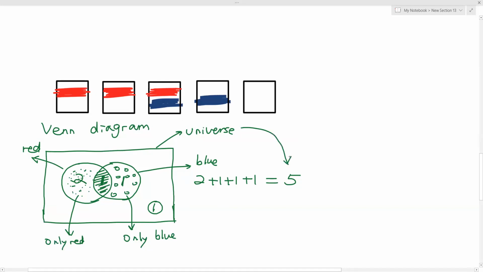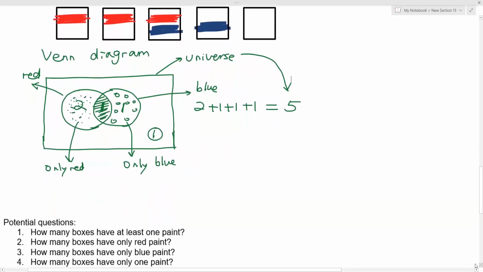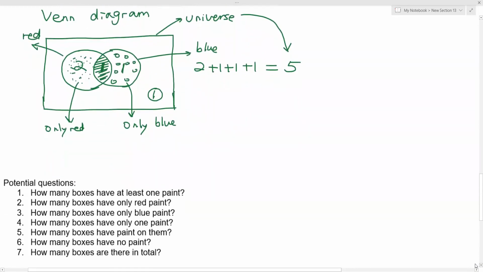Okay, so I think we have illustrated this beautifully with the Venn diagram. It's very clear, it's very straightforward. Now let's see what kind of potential questions you can get from a math contest using this Venn diagram. Okay, let's scroll down a little bit. There are some potential questions and let's see if we can answer them together.